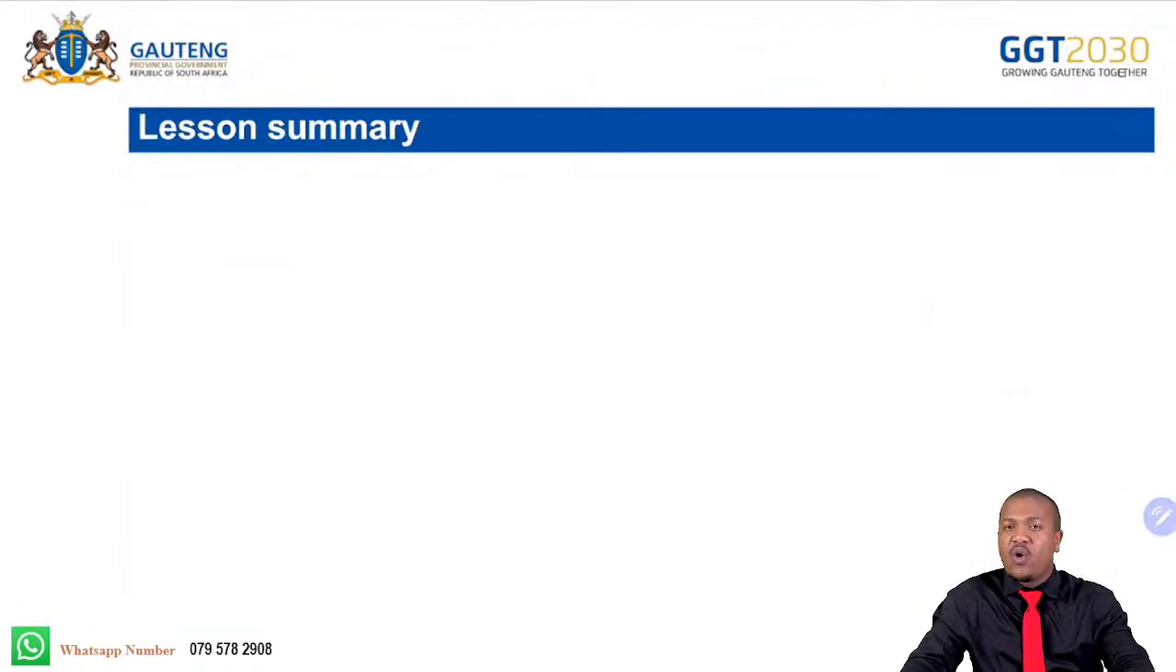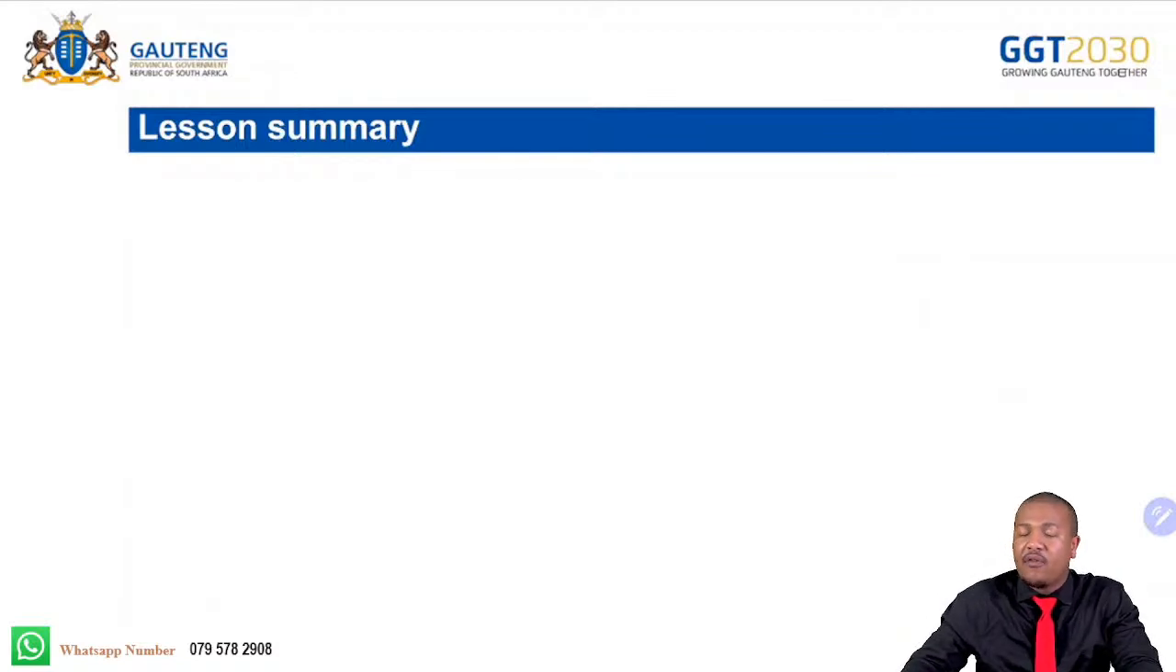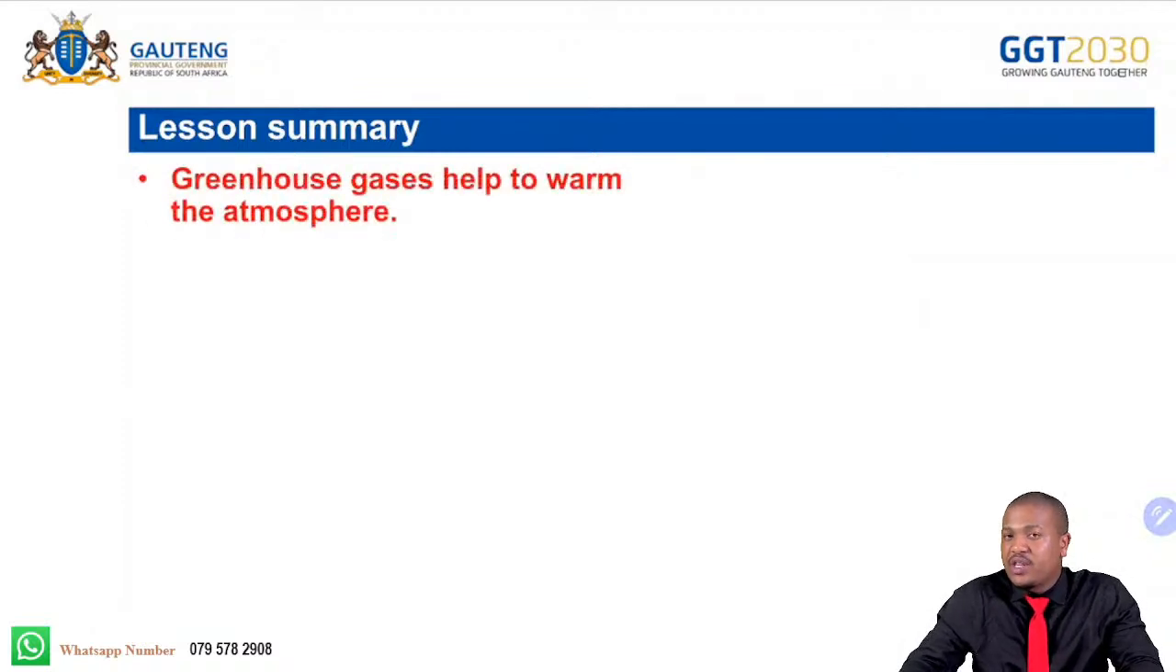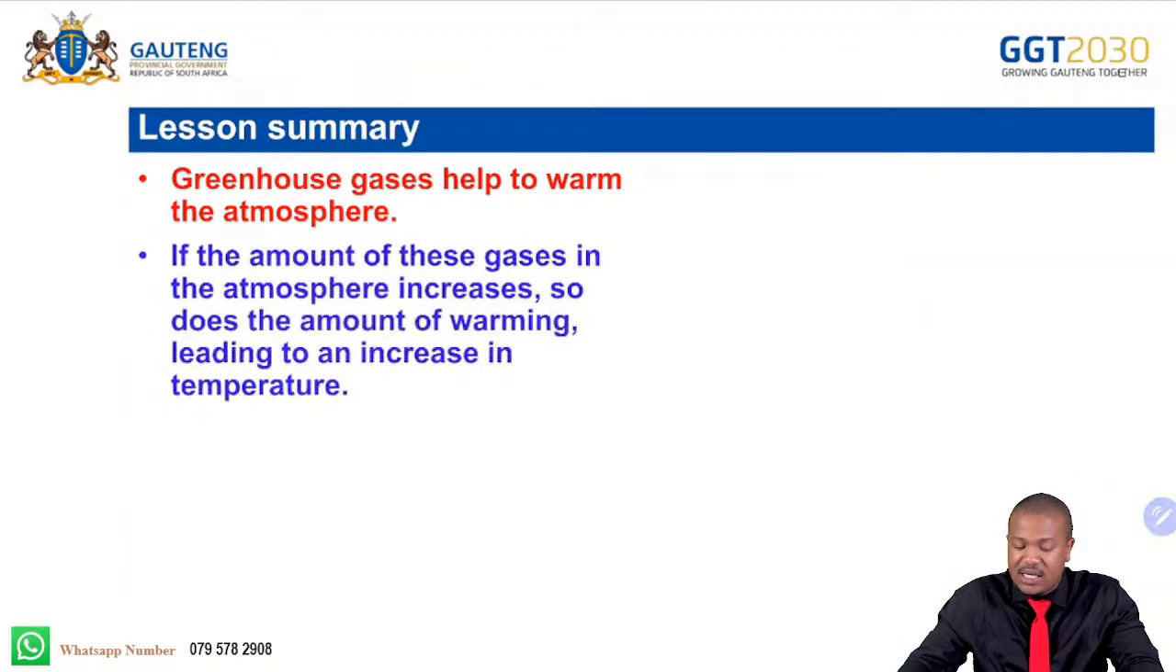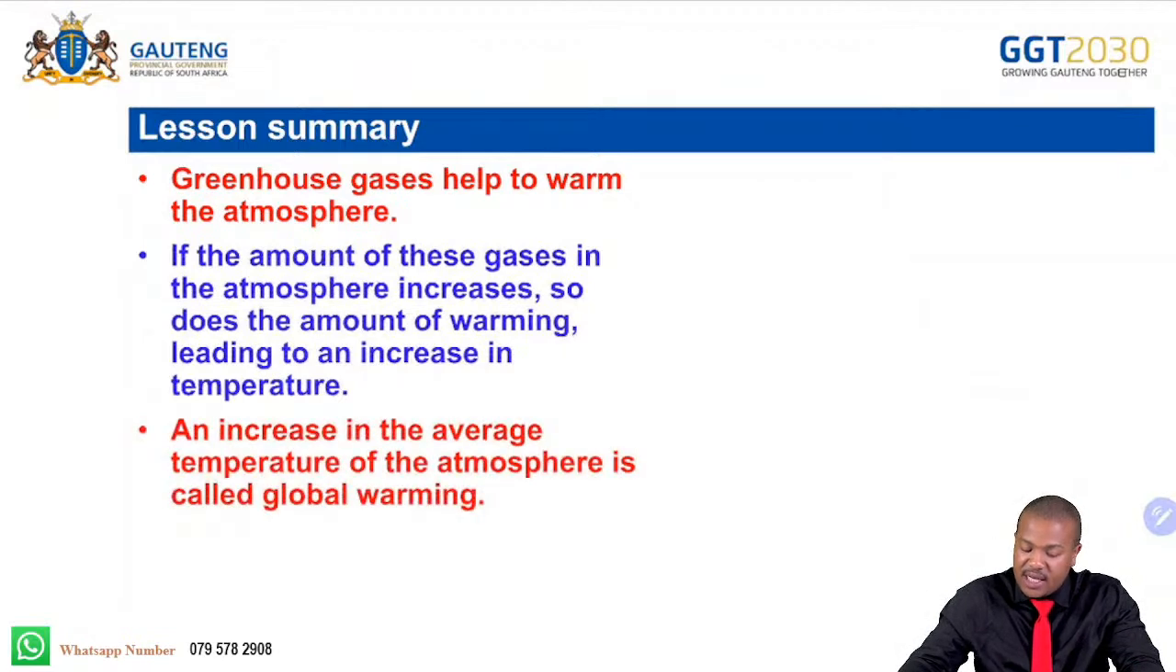So we said that also an increase in the number of greenhouse gases can lead to global warming, right? So these gases, their function is to warm the atmosphere by trapping the energy, right? So the more and more greenhouse gases we have now, or the increase in greenhouse gases, is going to cause what we call global warming, right? It is going to cause what? Global warming, right? And global warming is an increase in the average temperatures of the atmosphere.